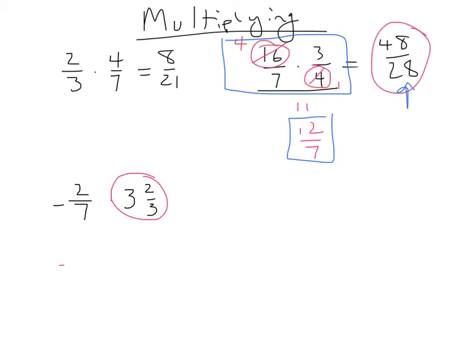So we'll rewrite the problem as -2/7 times 11/3, and then I can multiply and get -22/21. So in general, I would bear in mind that in terms of computation, improper fractions are almost always easier to work with than mixed numbers.